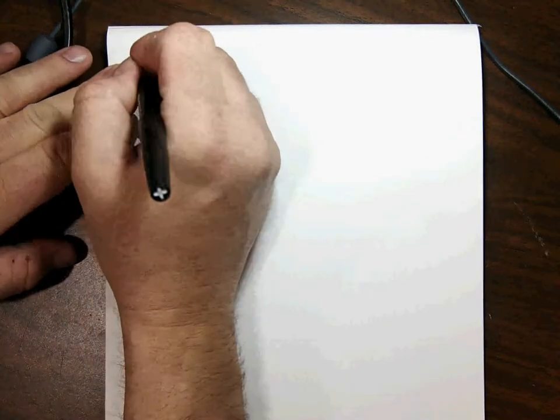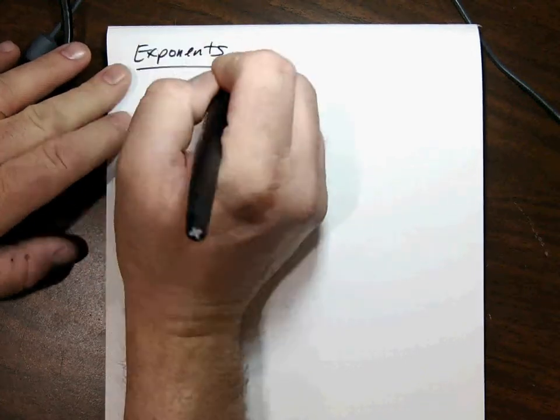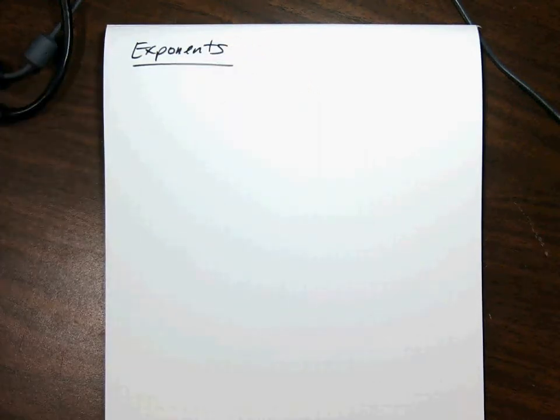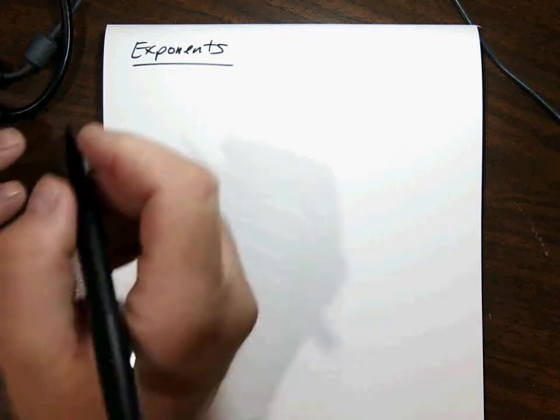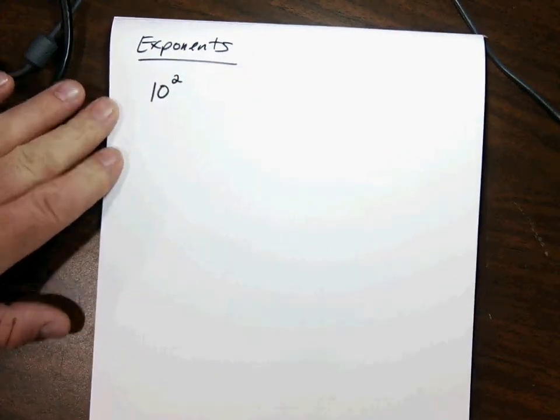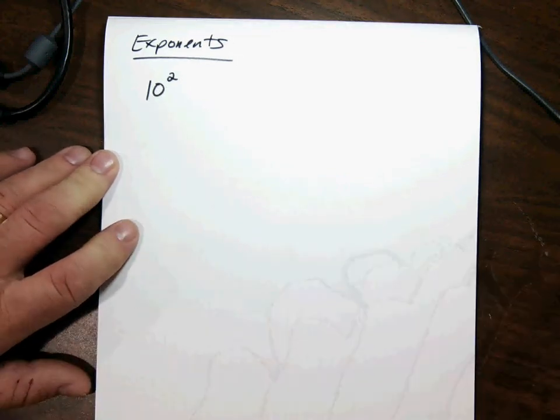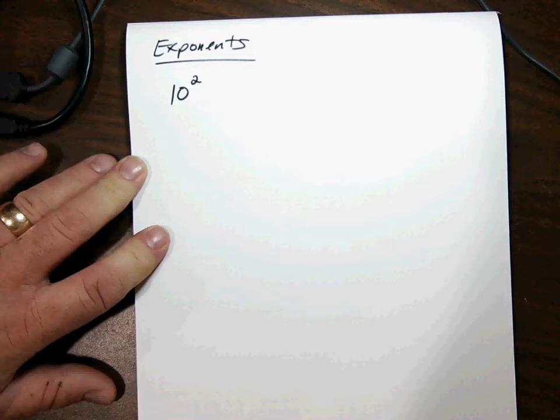Okay, our next topic is going to be that of exponents and roots. What an exponent is, and I know we've all probably seen them before, is a little number up on the right-hand side of another number. So if I do something like this, for example, the exponent is that number 2. We would read this as 10 to the power of 2.